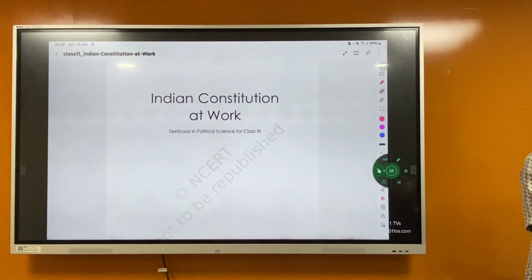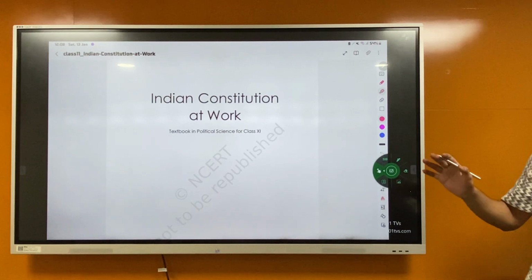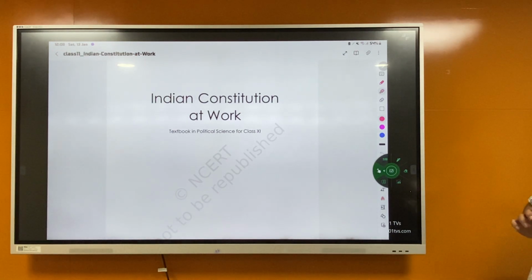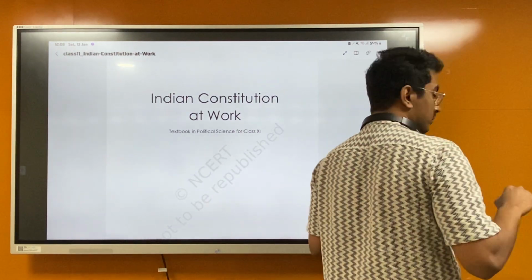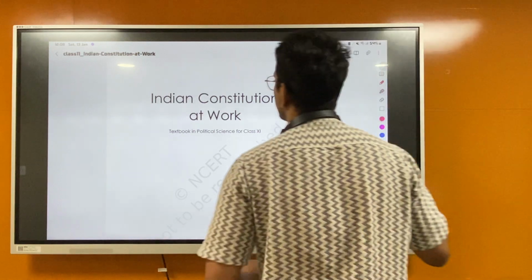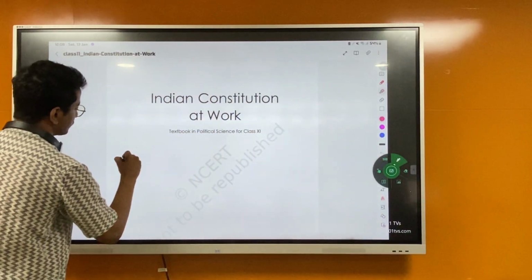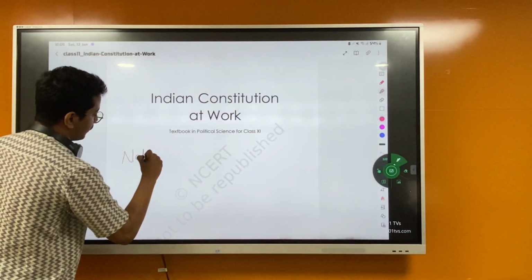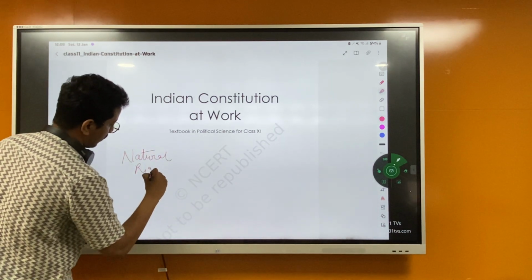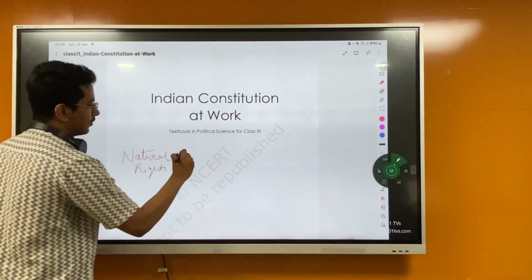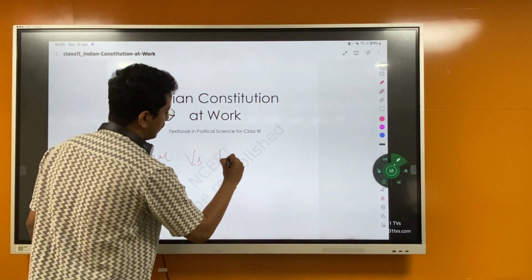So there are 2 aspects we are talking about right now. What? Negative and positive liberty and rights, positive and negative rights. So these are legal rights that we're talking about. But there is something called natural rights versus legal rights.